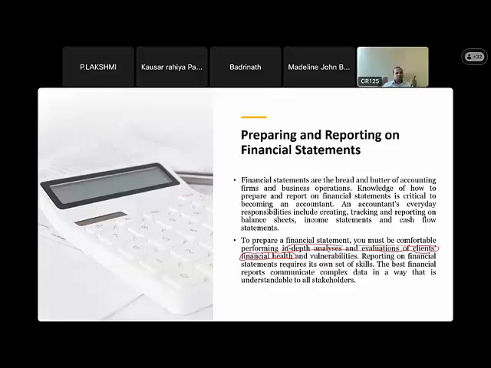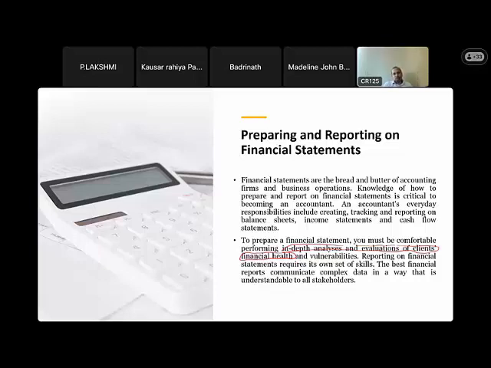Or sometimes your client is giving a lot of excuses. Look, today is a holiday, today is this, tomorrow is that, I'll make the payment after 4 days, after 2 days. So all sorts of things you need to analyze, right? Reporting on financial statements requires its own set of skills. So you need to develop those skills.